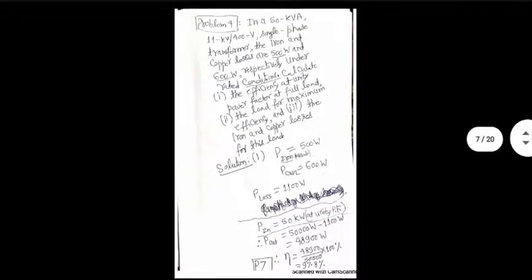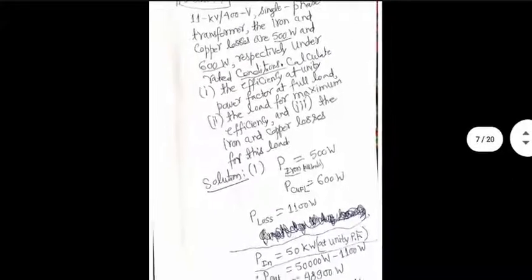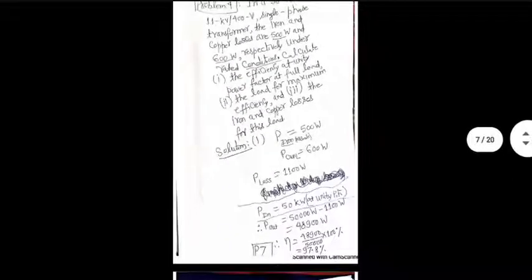Now, the second part says the load for maximum efficiency. Maximum efficiency means iron loss and copper loss have to be equal, right? When would that be? That means copper loss should come down to 500 watt. Iron loss doesn't change anyway. So at what load will copper loss come down to 500 watt? That's the question.